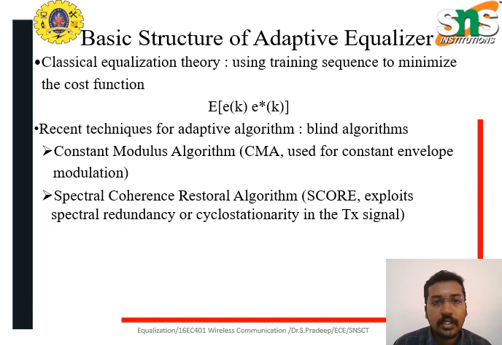The error calculation portion is done and its aim is to produce an output that resembles a desired signal, which can be a replica of the transmitted signal or a specific reference signal. The difference between the equalizer output and the desired signal is calculated, representing the error. The error signal is given in this equation.